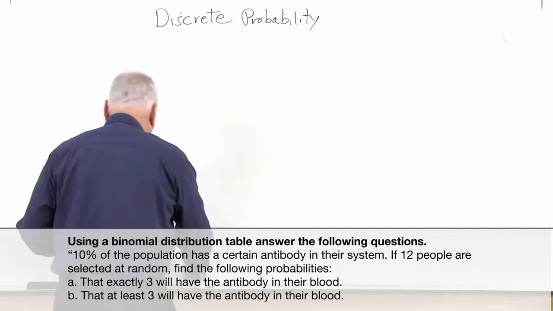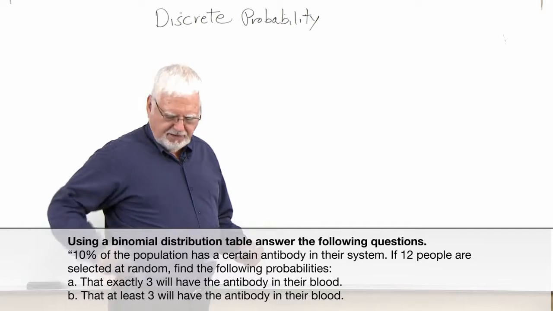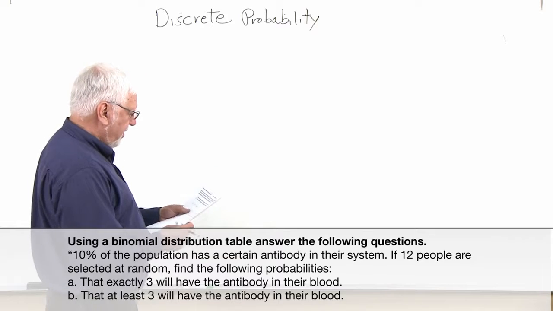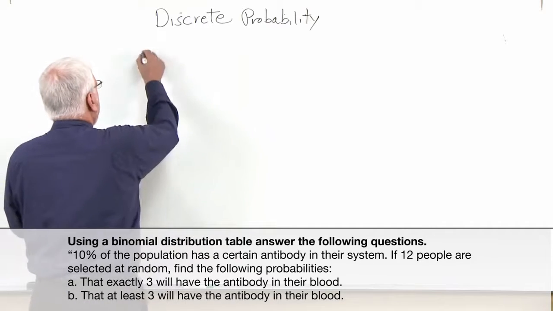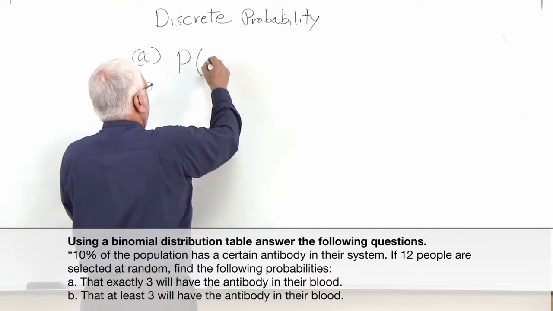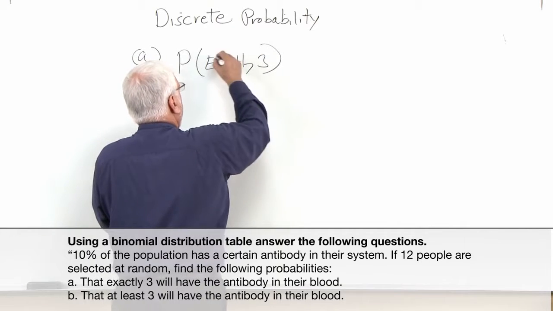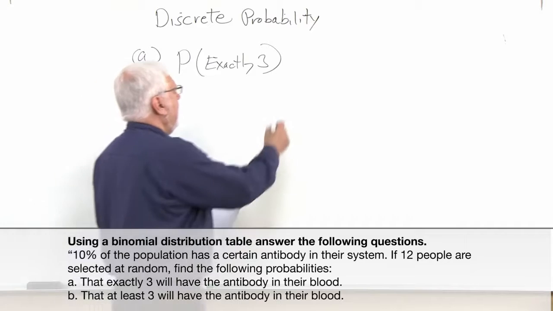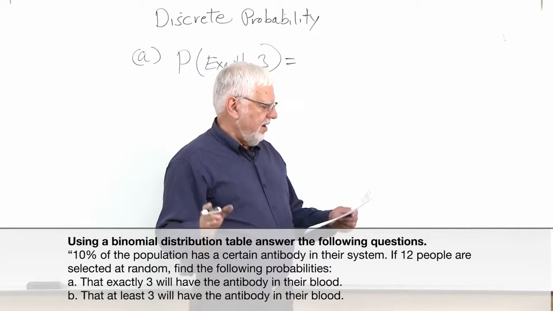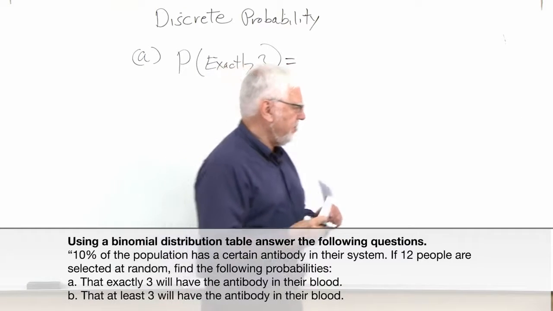So what we're going to do is we're going to use a table for this one. So we want to use our table. This is the problem. The probability that exactly 3 have that antibody in the system. 10% of the population has it, and we're going to pick 12 people out of the population.